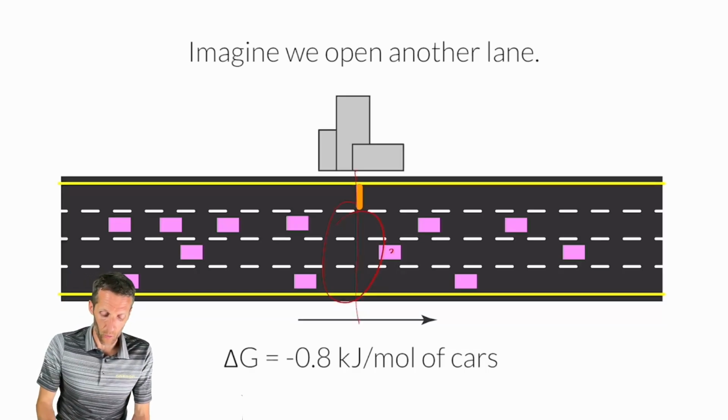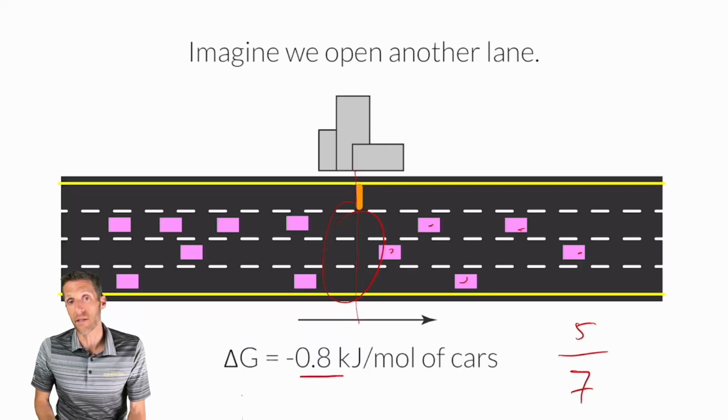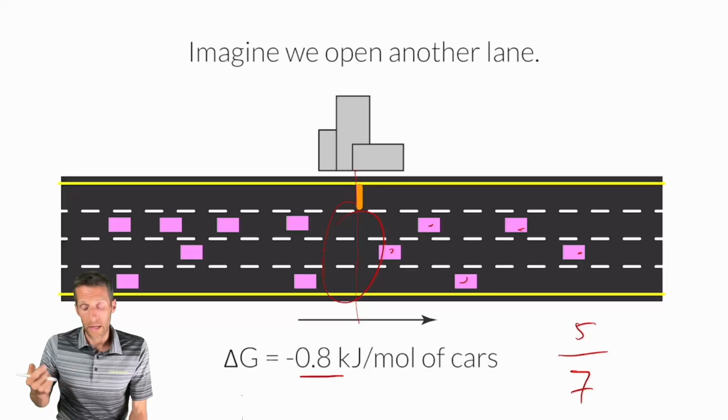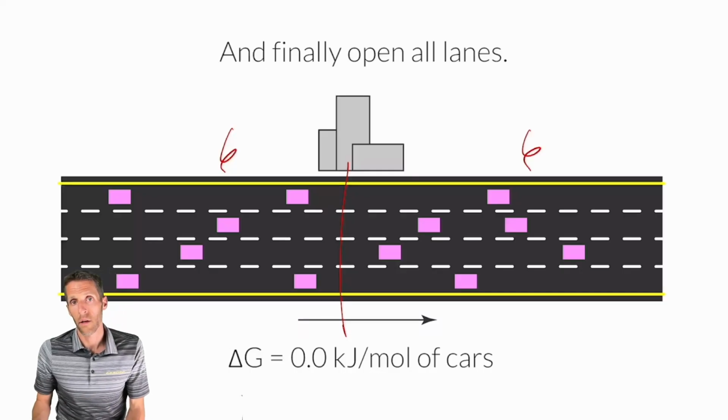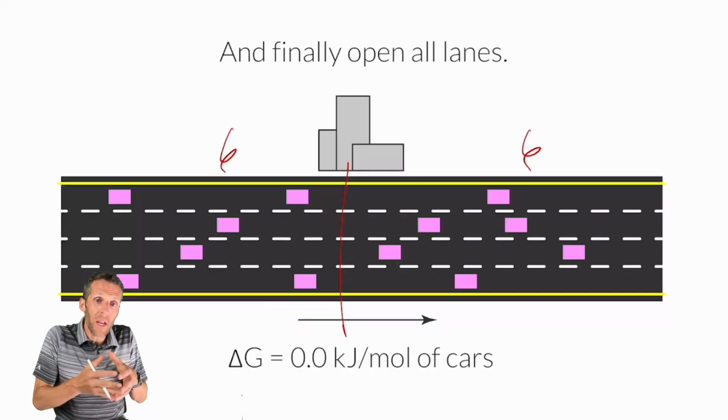Now what we see is there's only 1, 2, 3, 4, 5 on the product side and 7 on the reactant side, which gives us a delta G of minus 0.8 kilojoules per mole. And lastly, we open all the lanes and now we've got delta G of 0, we've got 6 on the left and 6 on the right. So what we're seeing here is the rate of reaction.